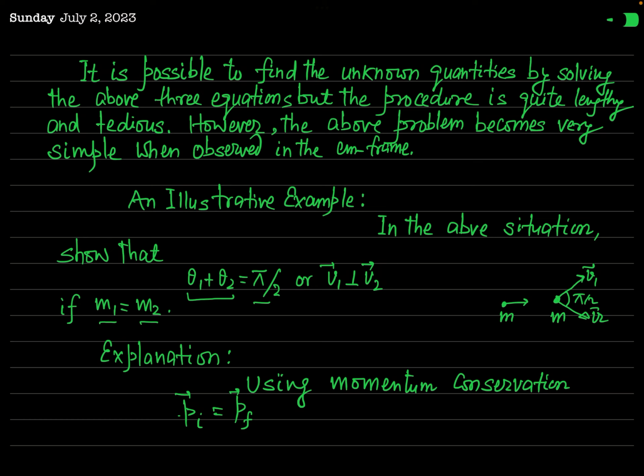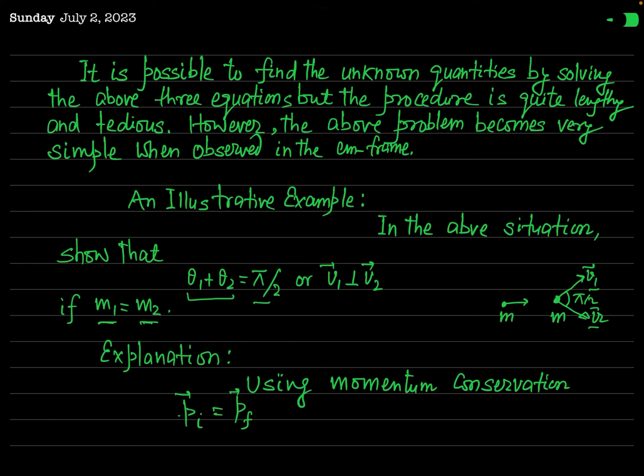You can see how easily we can prove this result. What you have to prove is that if the masses of two colliding bodies are equal, then the velocities of the colliding bodies after collision will make an angle pi by 2 with one another, or the projectile and the target will move at right angles after collision. This will happen when the collision is elastic and the masses of the two colliding bodies are equal.